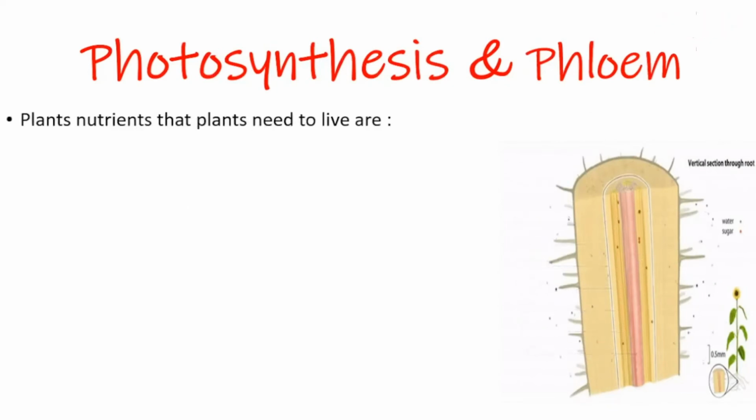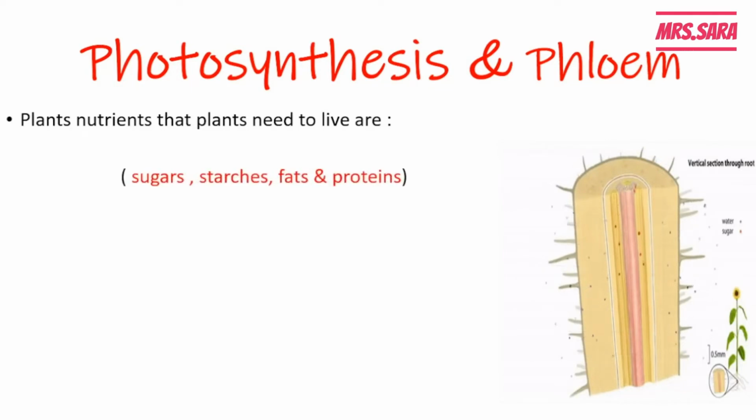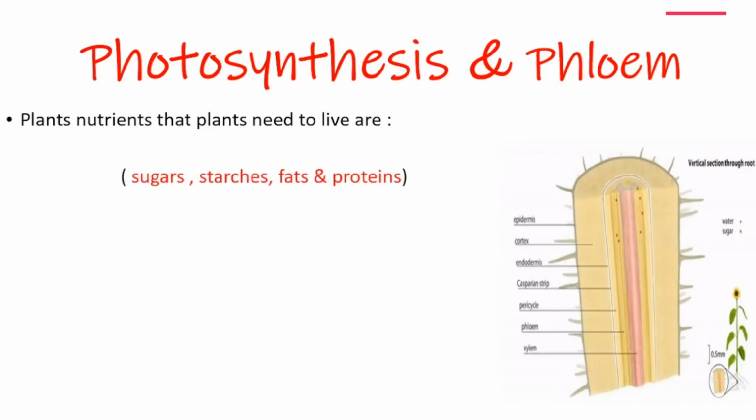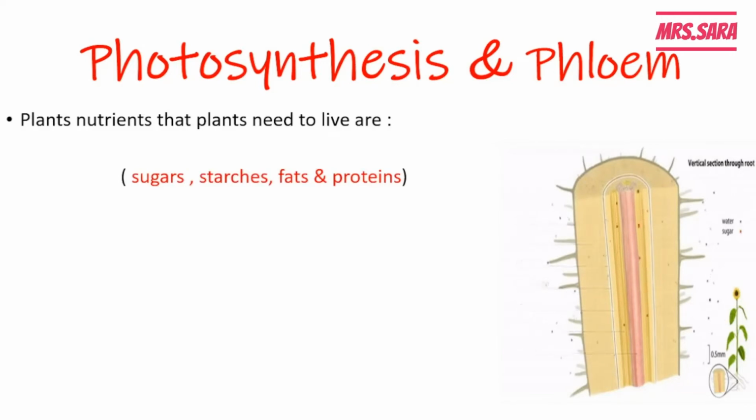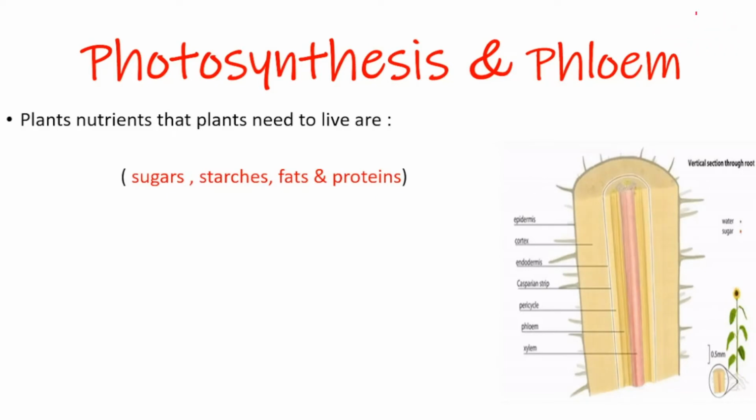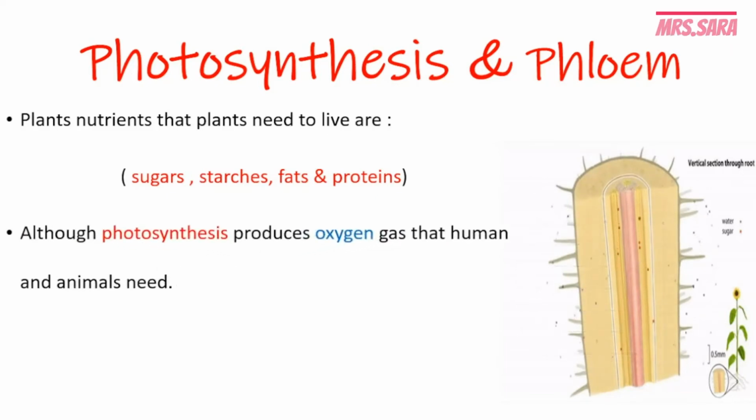So, what are the nutrients that plants produce through the photosynthesis process and need to live? The nutrients are sugars, starches, fats, and proteins. So the photosynthesis process not only produces sugar, but also starches, fats, and proteins.